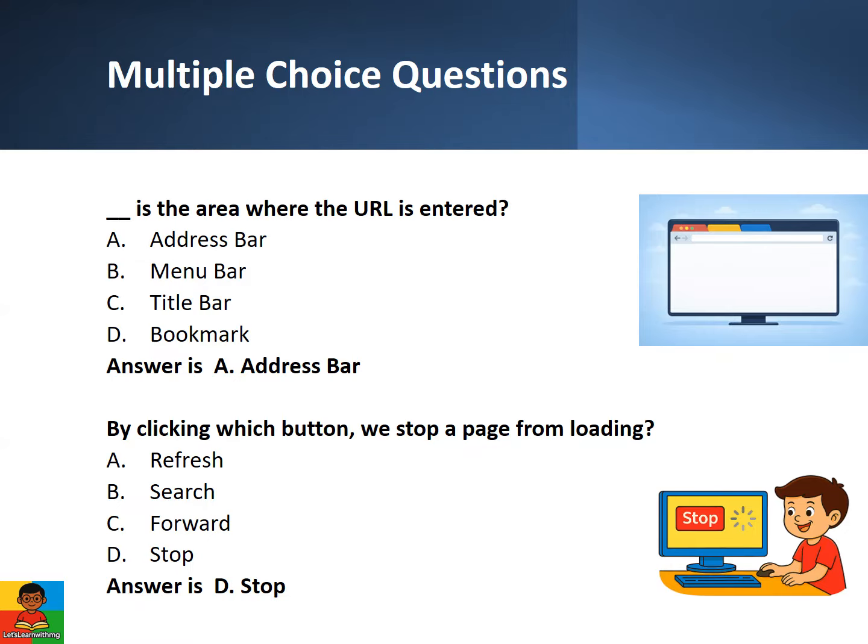Here are more questions. Question 11. Blank is the area where the URL is entered. A. Address bar. B. Menu bar. C. Title bar. D. Bookmark. The correct answer is A. Address bar. Question 12. By clicking which button we stop a page from loading? A. Refresh. B. Search. C. Forward. D. Stop. The correct answer is D. Stop.